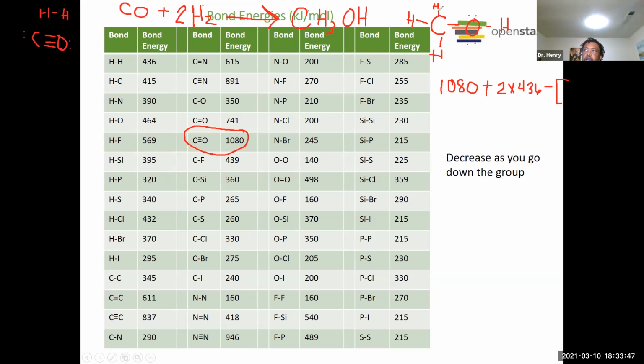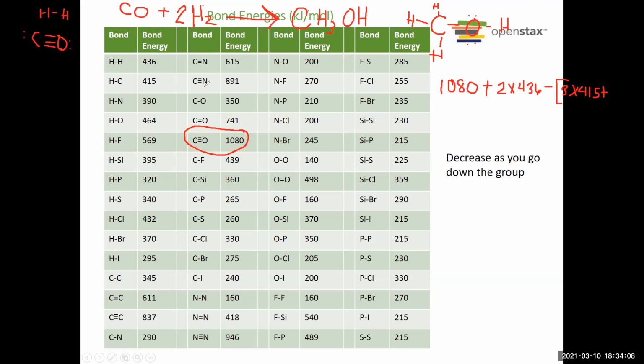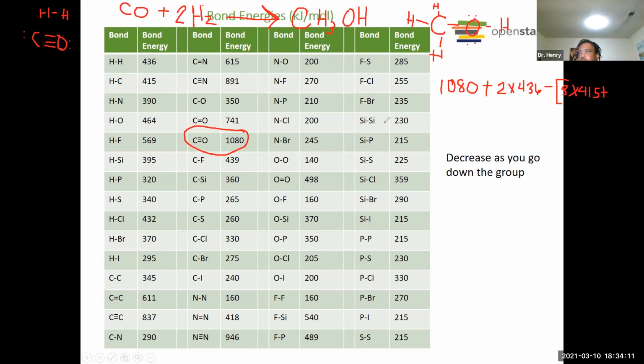So how many carbon-hydrogen bonds do we have? 3. So it'll be 3 times 415, plus how many bonds between carbon and oxygen? 1. So that's a single bond between carbon and oxygen, and that's 350. Plus a single bond between oxygen and hydrogen. And that's what?